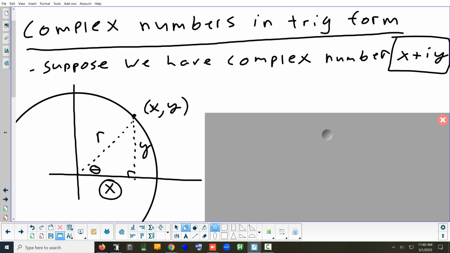I want to get rid of that X, and I want to rewrite it in terms of other things in this diagram. In terms of this and that. What position is X? It's adjacent. And what position is R in? Hypotenuse. What trig function has adjacent and hypotenuse in it? Cosine. So the cosine of theta would equal what? X over R.